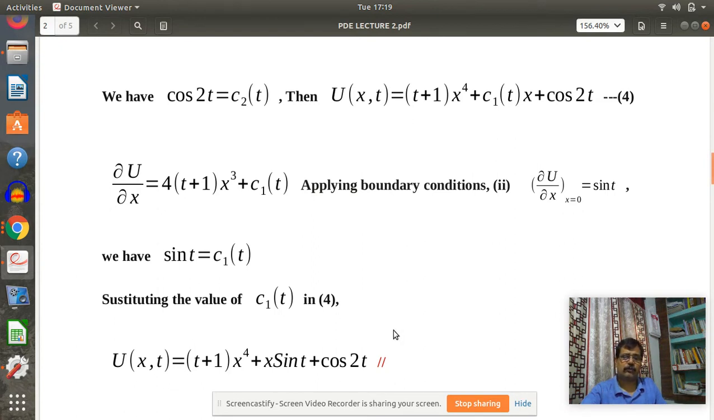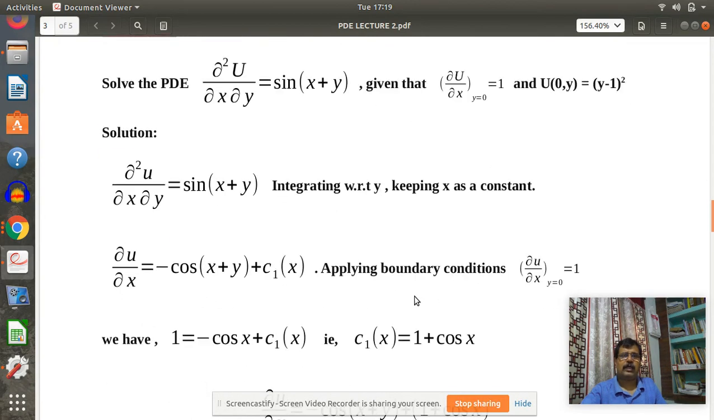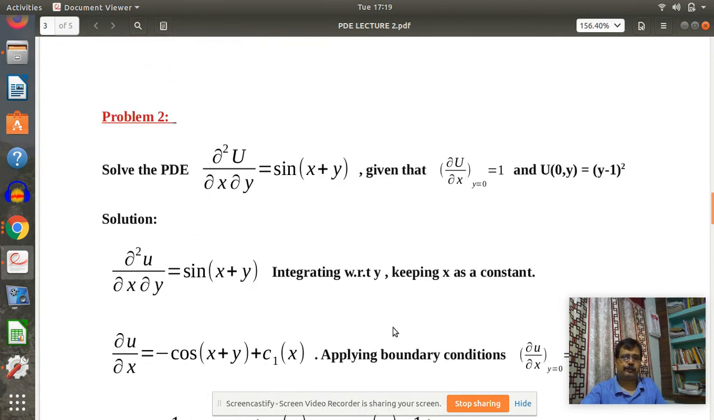So this is a method of solving a partial differential equation by direct integration. That's the procedure. Now we look at another problem where we can apply the same method to solve the partial differential equation.